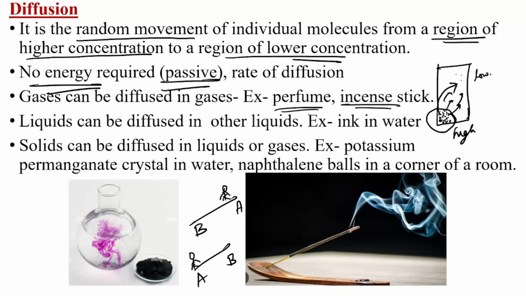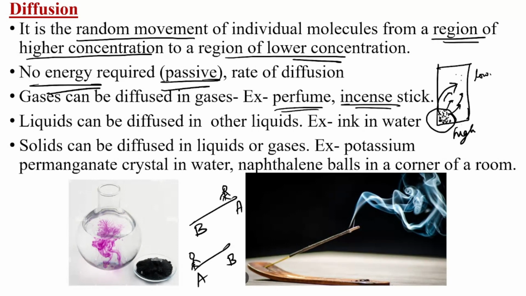The best example, as I told you, is an incense stick or a perfume. When you spray perfume, the molecules of the perfume start spreading, and even in the place where you walk, you can feel the smell. Another example is to take a beaker of water and add ink to it. Initially, the ink droplets are present only in the upper surface, and slowly they start diffusing and the whole beaker turns blue or pink depending on the ink that you use.